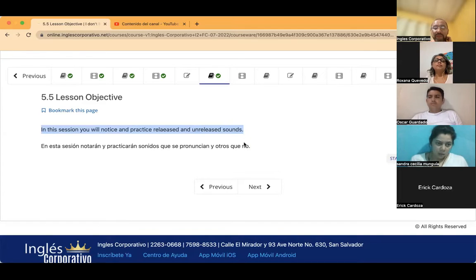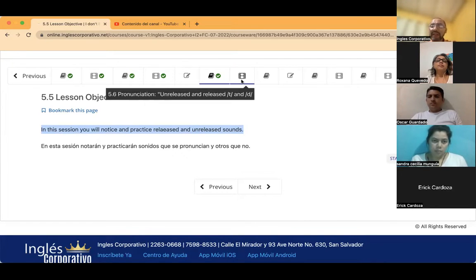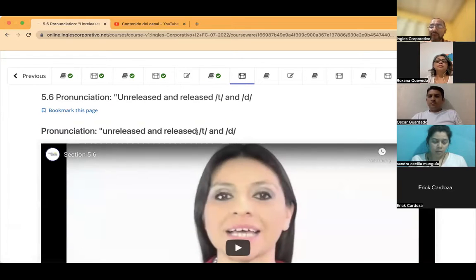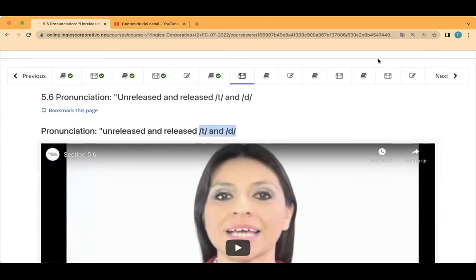In this session, you will notice and practice released and unreleased sounds. Good. Only the pronunciation is with T, released and unreleased. Good. Okay, let's listen what sounds we're going to see. It's going to be the T and the D sound. And we're going to hear how to pronounce those better.